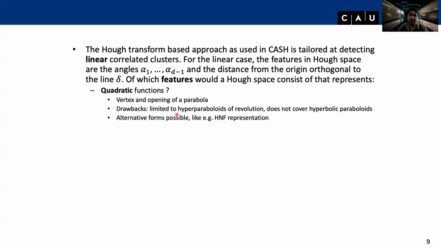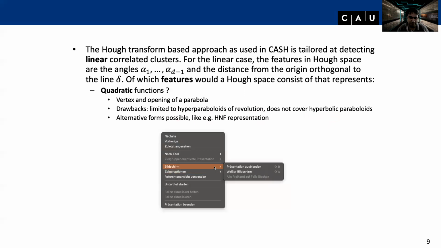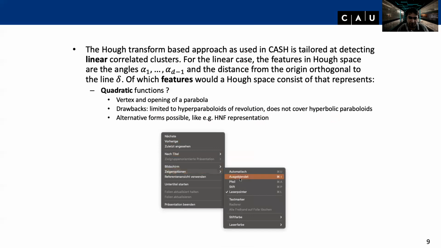The drawback is it's limited to hyperparaboloids of revolution. This term revolution means it's axis aligned. It does not cover hyperbolic paraboloids. Hyperbolic in the sense like, if you go in higher dimensions, let me sketch it actually for you. We should go here.